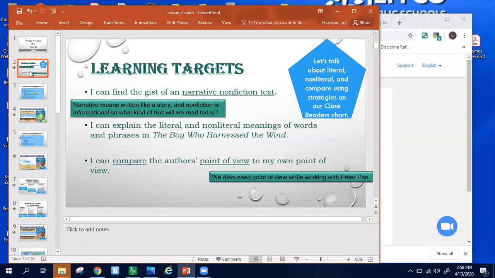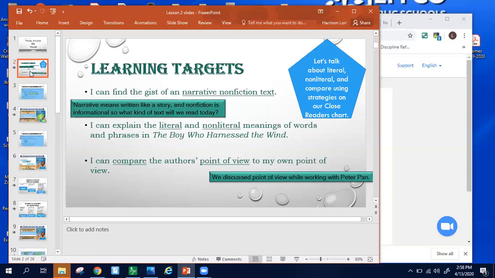Our second learning target is I can explain the literal and non-literal meanings of words and phrases in The Boy Who Harnessed the Wind. Literal are things that mean exactly what they sound like, and non-literal meanings of words are when we have a phrase that is figurative language and it does not mean exactly what it says.